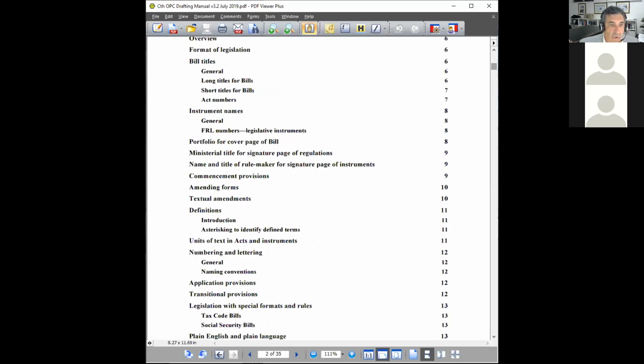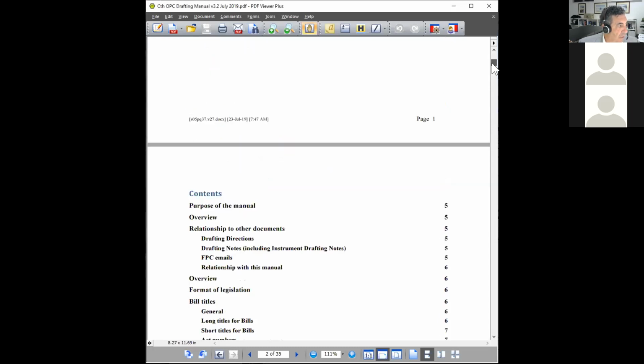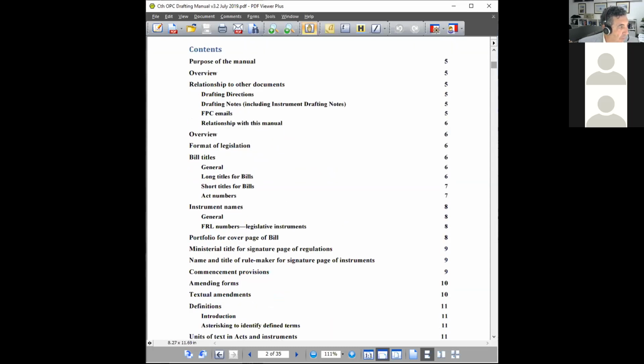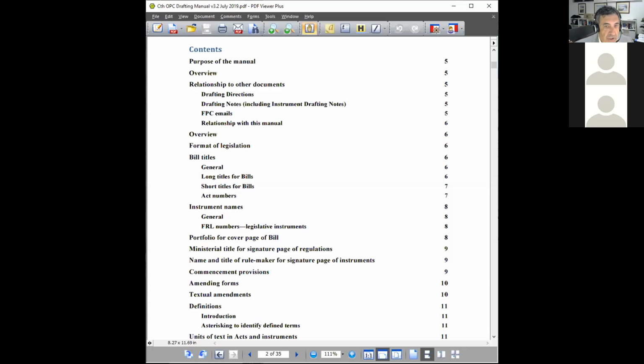And when you're using the drafting manual, you'll see that it provides information about the format of legislation generally. And there you'll see format of legislation 6: bills, titles, instruments, names, commencement provisions, conventions for numbering and lettering, use of the Macquarie Dictionary, the style manual, gender neutral information and language, exercise of powers, statutory authorities and other administrative bodies, etc.